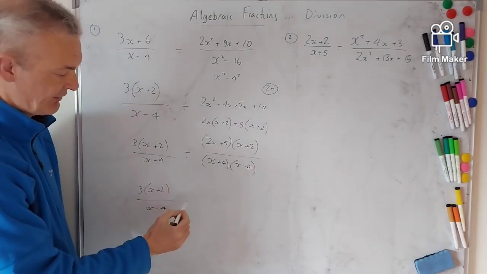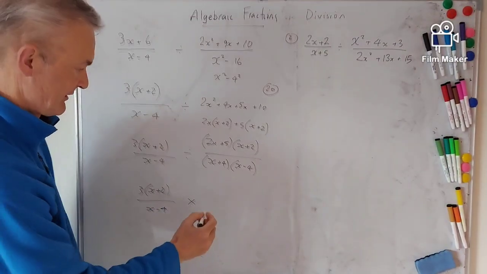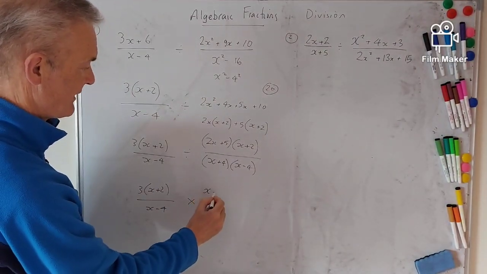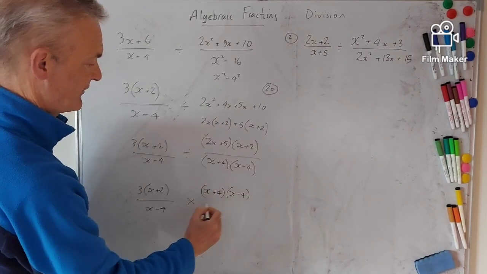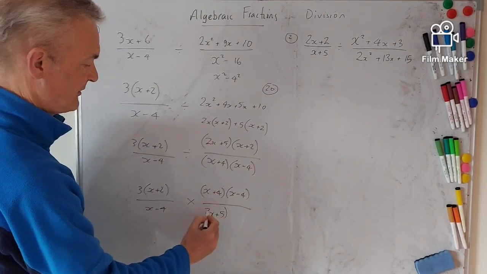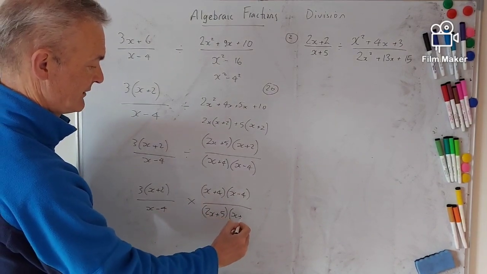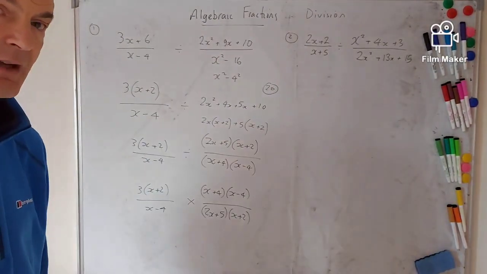We would change this to a multiplication, and then we would flip these. So we end up with x plus 4, x minus 4 over 2x plus 5, x plus 2. So that's what we do with just numbers. So we do the same with algebra.